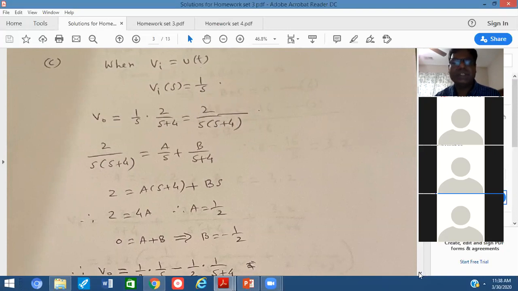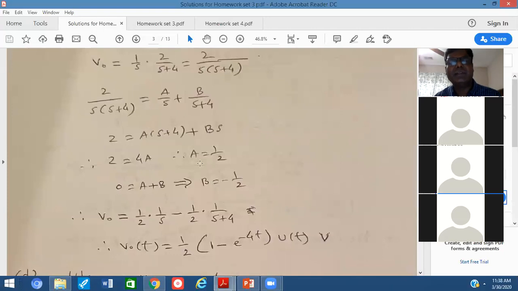And by using that one, I got A value half and B value minus half. And I substituted those two values here, and then finally I got this one. So V naught of t is half. So everybody did this one properly.